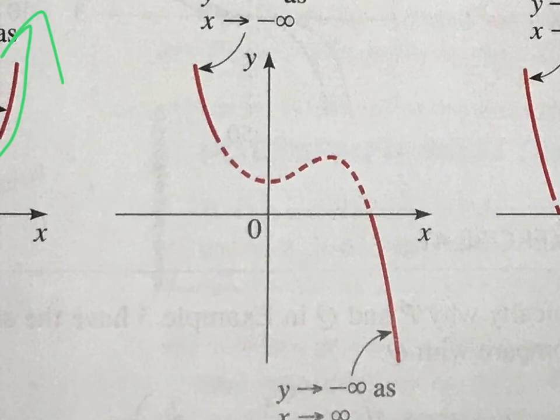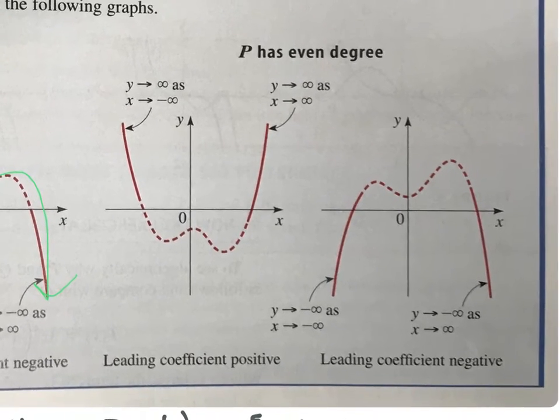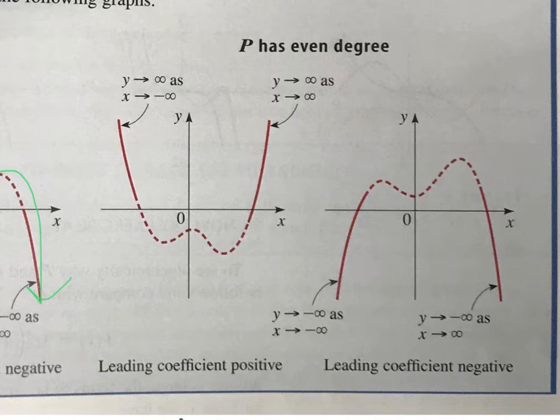But here, if I read left to right, what is this doing? So that means my leading coefficient is what kind of a number? Negative. All right, when we have even, it's so much easier. Because if I have this, where both of my arrows are going in the same direction up, what kind of an equation do I have? It's even, but is it positive or negative? It's positive. If I look at my graph, and both arrows are going down, what kind of an equation do I have? Negative.